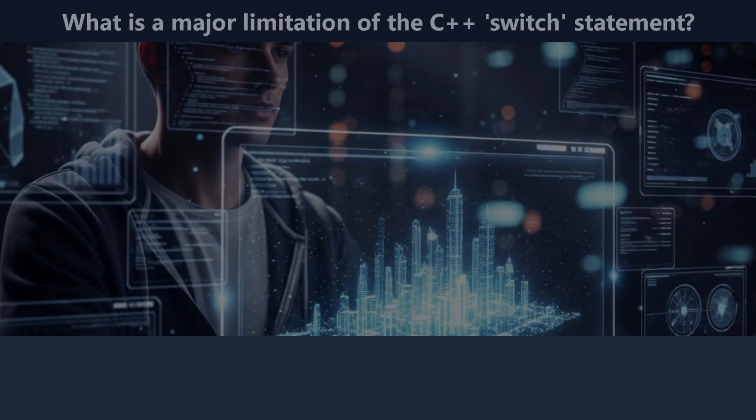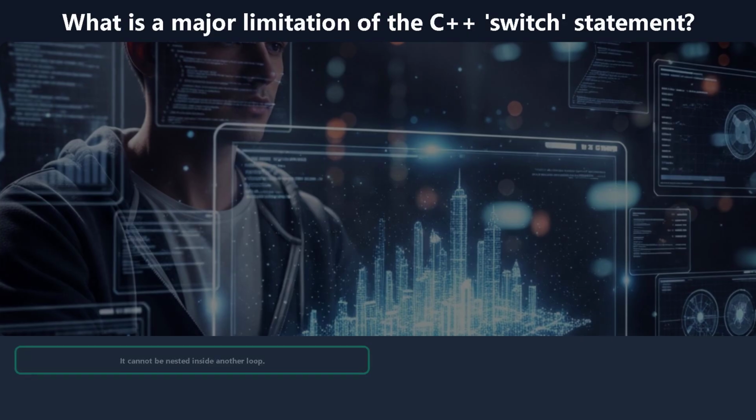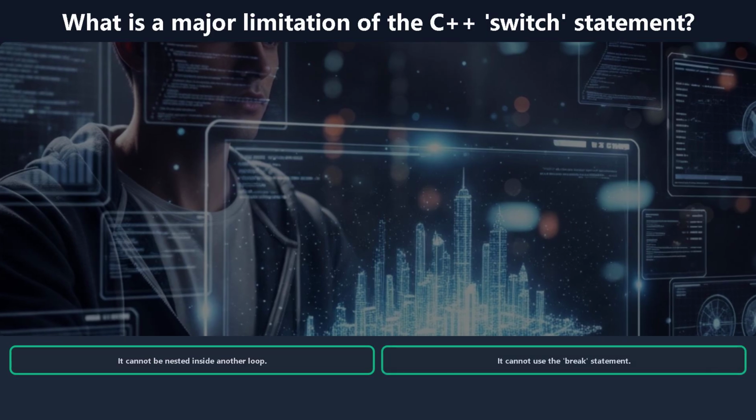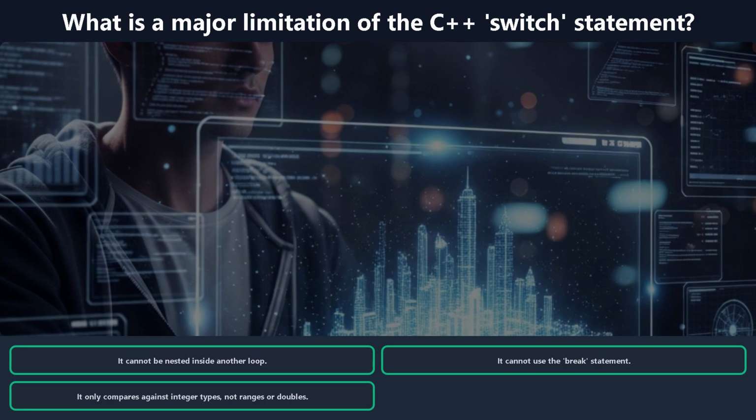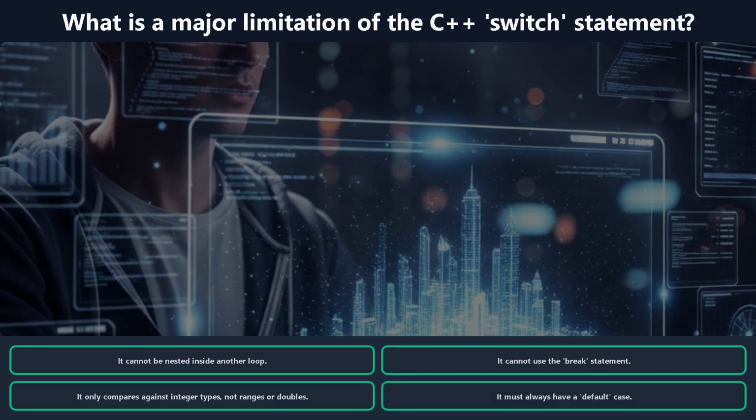What is a major limitation of the C++ switch statement? It cannot be nested inside another loop. It cannot use the break statement. It only compares against integer types, not ranges or doubles. It must always have a default case.